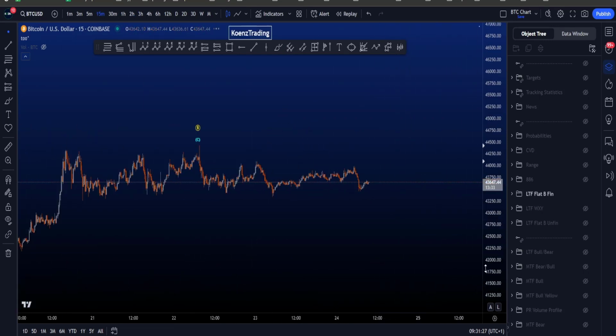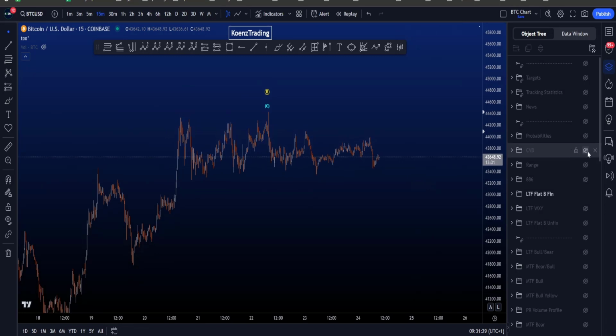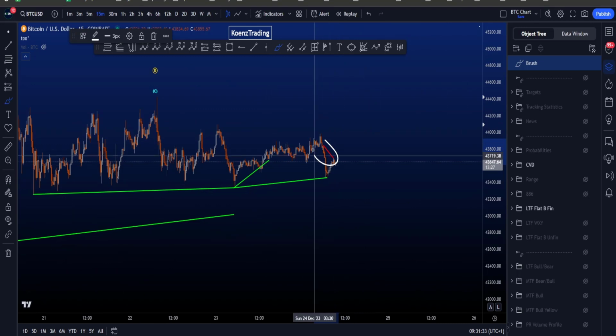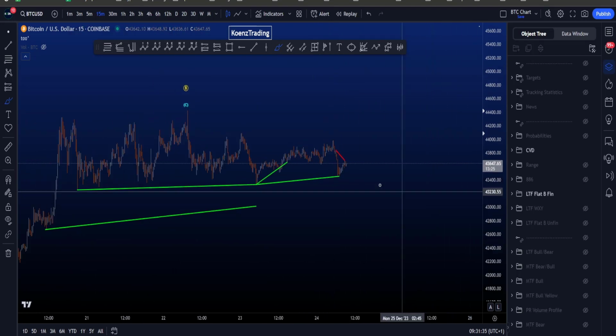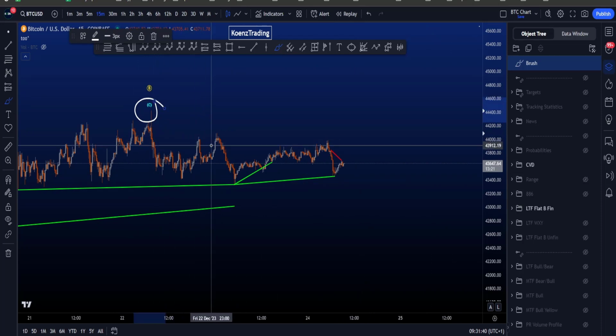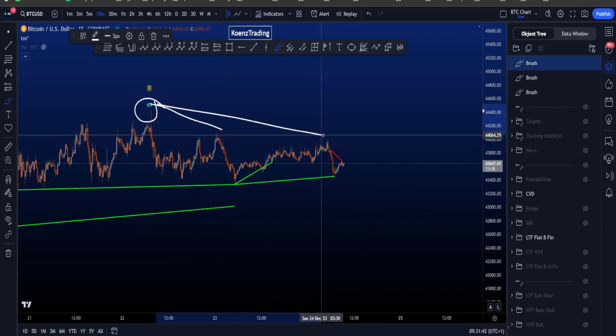divergences. But if we go to the lower time frame here, and I open the CVD folder, then you can see, yeah, we have a little bit of bearish CVD divergences here, but what's interesting is we don't have any bearish CVD divergences with, let's say, this high over here, lower high on price.